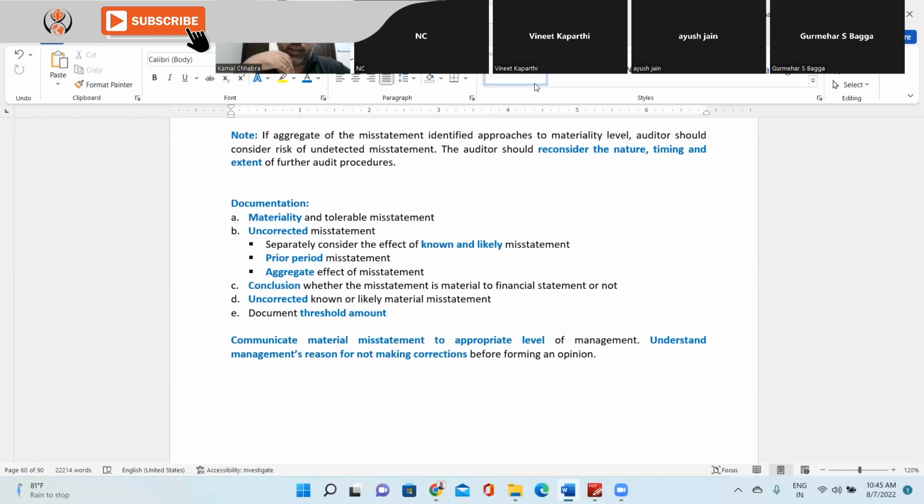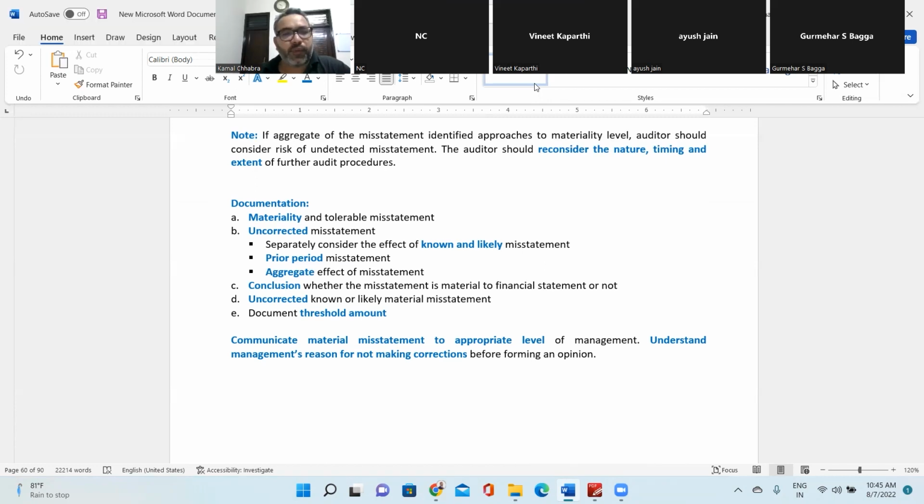First is materiality and tolerable misstatement for that particular financial statement line item in which you have identified any misstatement. Uncorrected misstatement: within the uncorrected misstatement, you need to separately consider the effect of known and likely misstatement. What is the other kind of misstatement? First is known and factual, second is likely or projected misstatement, right? So you need to separately disclose what is known and factual misstatement and what is likely and projected misstatement. Second is prior period misstatement, if any. Third is the aggregate effect of the misstatement. So these things for any uncorrected misstatement, you need to separately disclose.